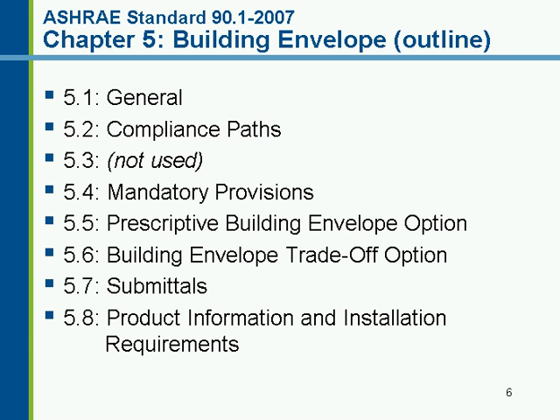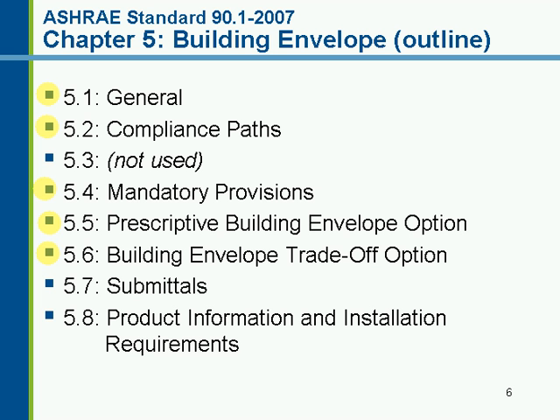So having given you that background, let's talk about Chapter 5 itself. The way Chapter 5 is laid out, there are some general requirements in the beginning. 5.1, 5.2 indicates what the compliance options are. There are mandatory provisions in 5.4, which you always have to comply with. And then when you go to 5.5 or 5.6, there's the option there of complying with either a prescriptive option or doing the building envelope trade-off option.